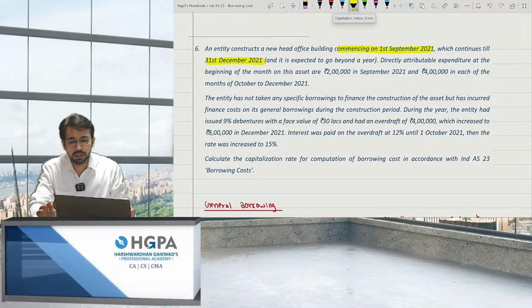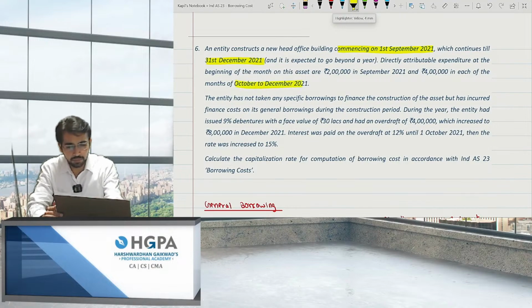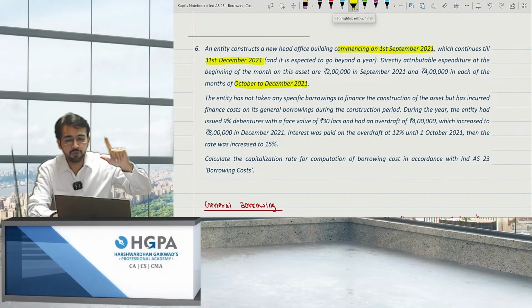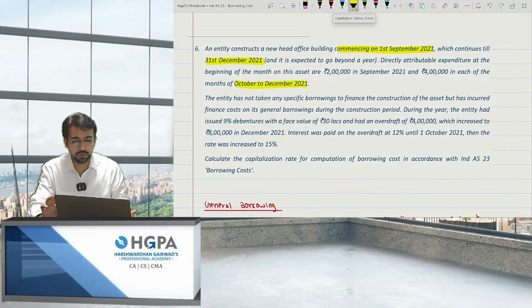Directly attributable expenditure at the beginning of the month on this asset is 2 lakh in September 21 and 4 lakh in each of the months October to December. 4 lakh in each month they are telling. So that means 2 lakh in September, 4 lakh in October, 4 lakh in November and 4 lakh in December. Each month they have told, right?